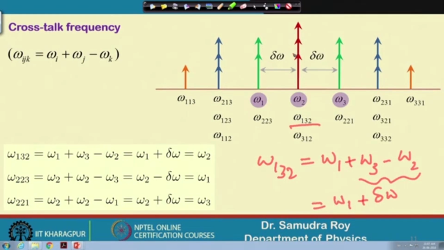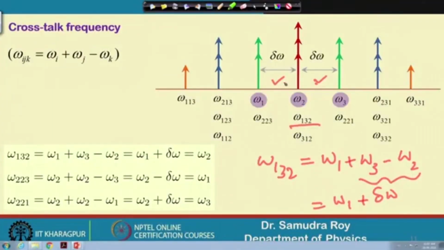So if omega 1, omega 2 and omega 3, the difference between these frequencies are close enough, or if they are not exactly the same but very close, then this frequency omega 132 will fall very close to omega 2. Now it is falling exactly on omega 2, because we consider this delta omega the same for both cases. If they are not the same but close to each other, then this omega 132 frequency will fall exactly or very close to this omega 3 frequency, and that basically creates the problem of crosstalk.